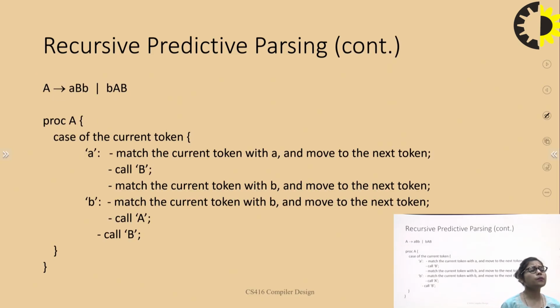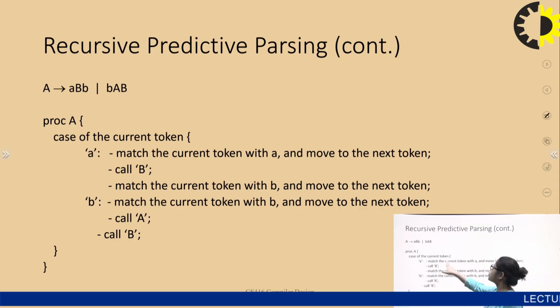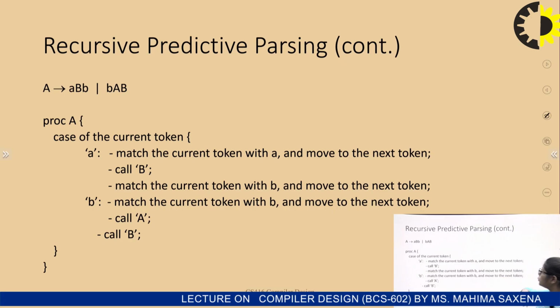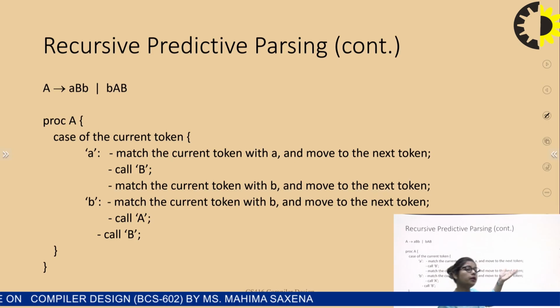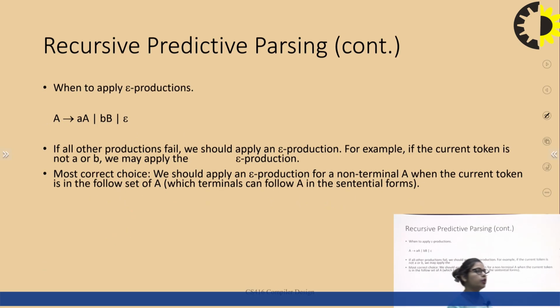The next one is if A derives small a, capital B, and small b, or small b, capital A, and capital B. Production A: in case the current token is a, match the current token with a and move to the next token, call B. Next, match the current token with b and move to the next token. Now match the current token b and move to the next token, then call A and then call B. This is the complete process we need to follow to match that particular string.